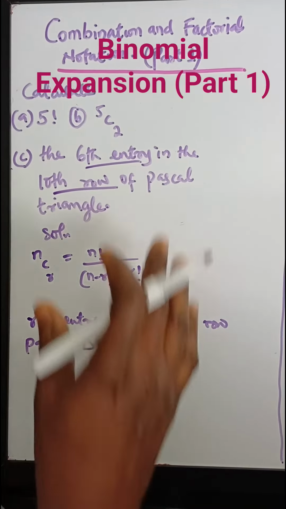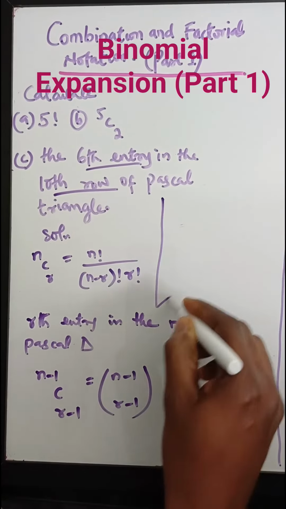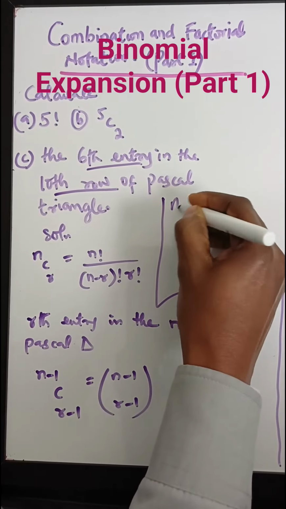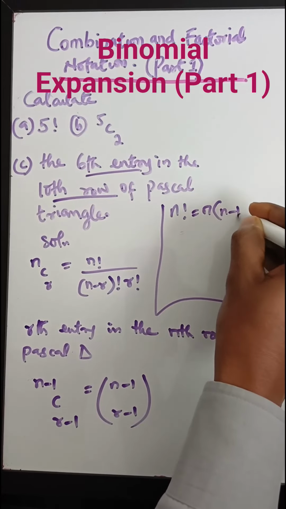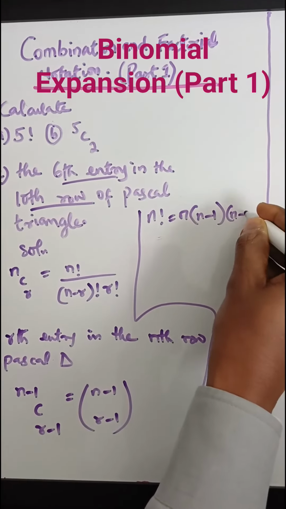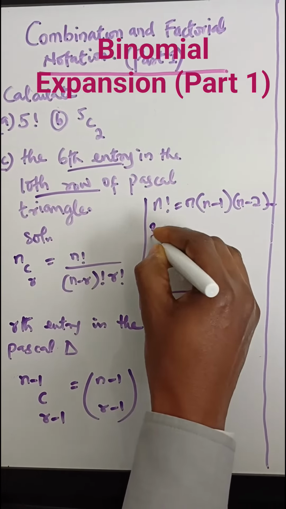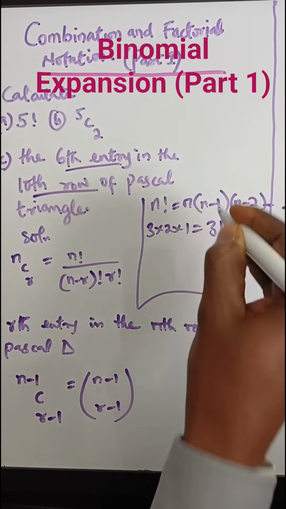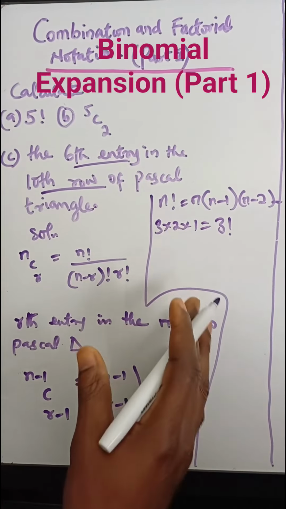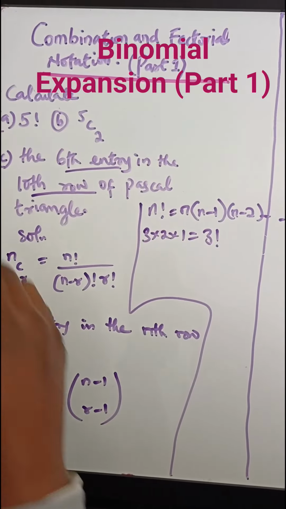So the next one is factorial. Factorial, when you have n factorial, it simply means n times n minus 1, times n minus 2, and so on. So 3 times 2 times 1 is the same as 3 factorial. So you're expressing that. All this together is what we're going to be using to solve this problem.